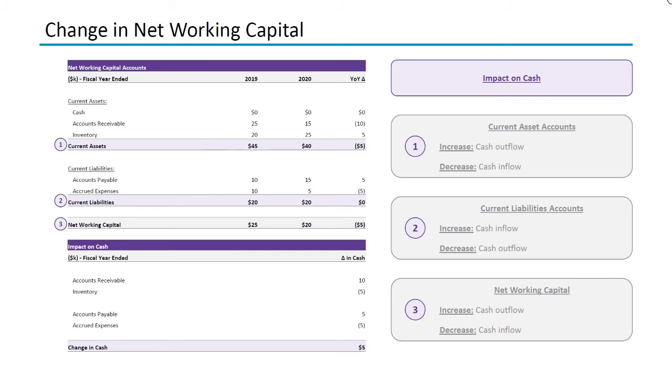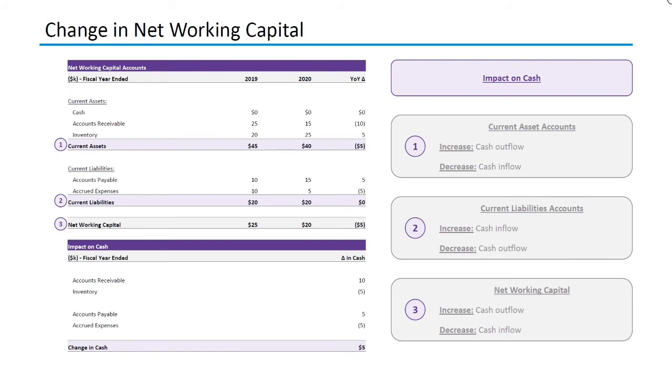Now, I know this is a confusing topic to understand, but what helped me understand this concept was looking at inventory. So if our inventory balance increased from one year to the next, that meant we had to go out and purchase more inventory, representing a cash outflow. While if our inventory balance decreased year over year, that meant we were able to sell more inventory, representing a cash inflow.